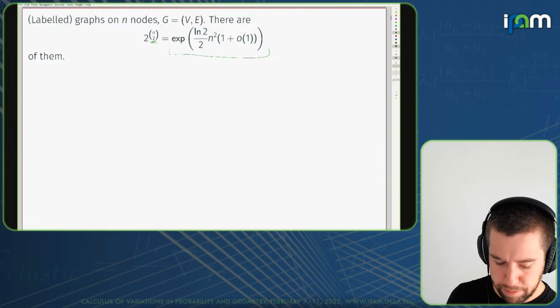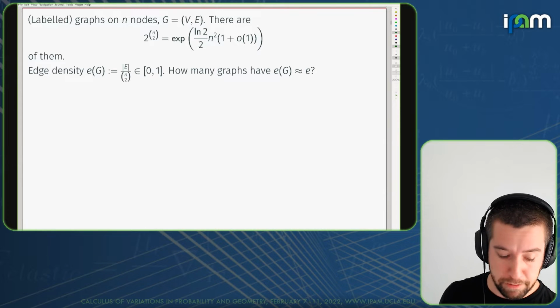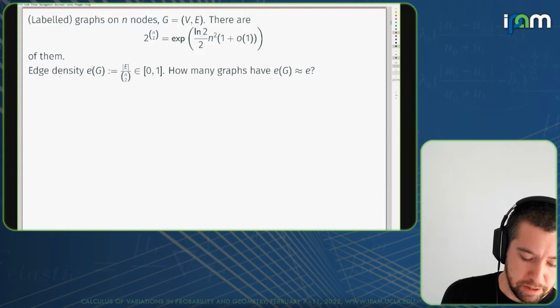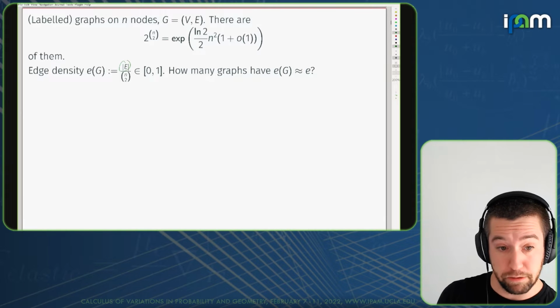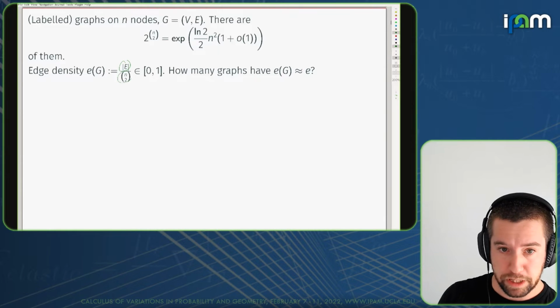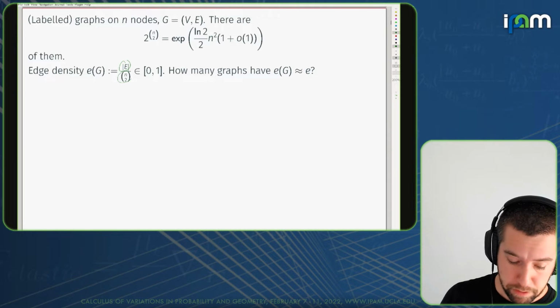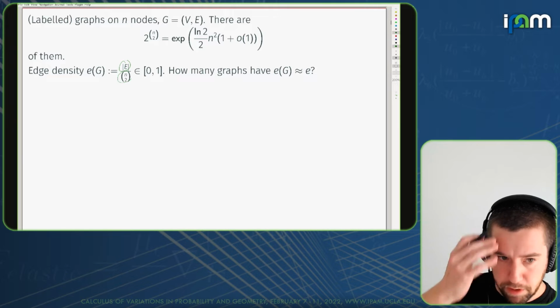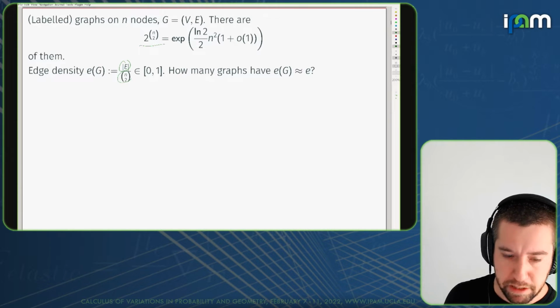Now let's try and make it a little bit interesting by adding some more constraints. So the edge density of a graph is just the number of edges in the graph normalized by how many edges there could possibly be in the graph, which is n choose 2. And when I normalize like this, I get a number between 0 and 1, which I call the edge density. Okay, and so now instead of these 2 to the n choose 2 graphs, how many of them have edge density about e, where e is whatever fixed number I want?